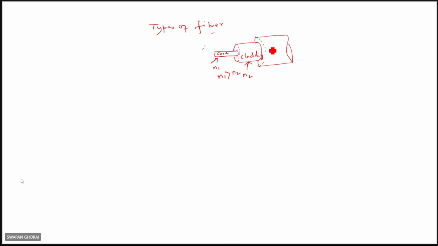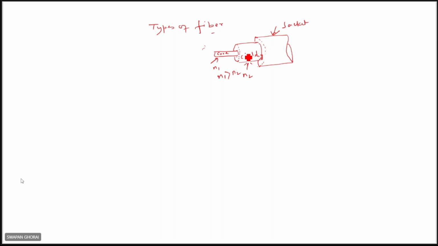And surrounding this cladding there is another layer, which is called the jacket. A buffer coating, a plastic coating, is here, called the jacket or coating. Now the question is, why is it like this?